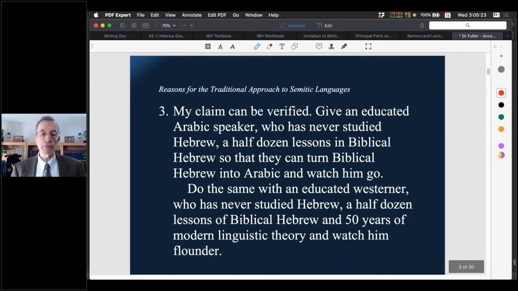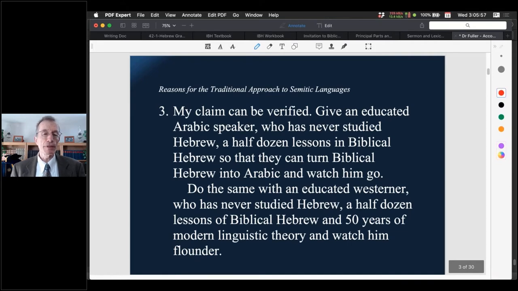Give an educated Arabic speaker who has never studied Hebrew a half dozen lessons in Biblical Hebrew so they can turn Biblical Hebrew into Arabic, and watch them go. I've seen this. I've been teaching Hebrew for over 25 years, and I've had native Arabic speakers. All I have to do is give them a few lessons, show them how to turn it into basically Arabic, and they will get a good 90%.